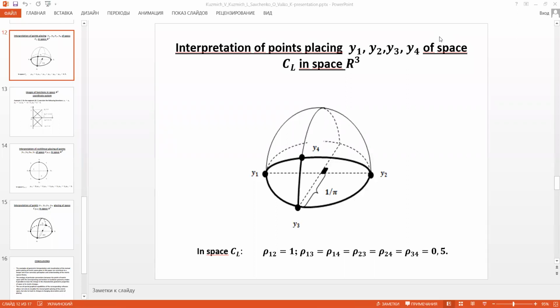Going to space CL, we change the relative position of these points. The distances between the points will change. The interpretation of this arrangement of points is presented in this slide.